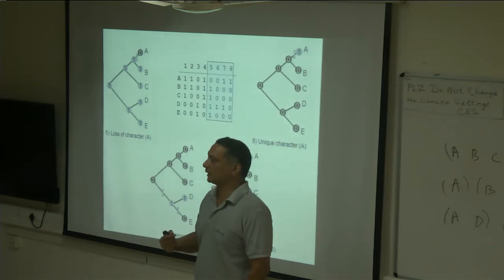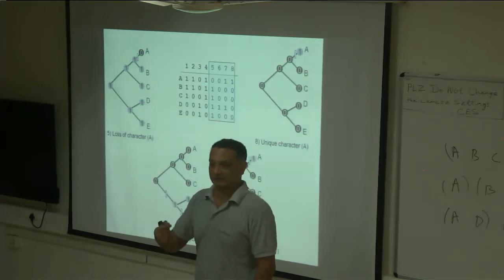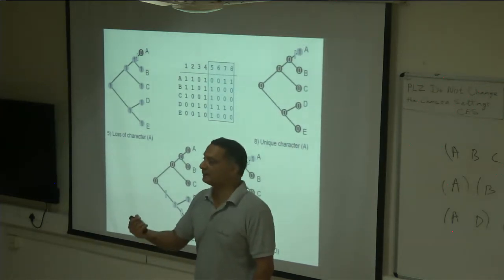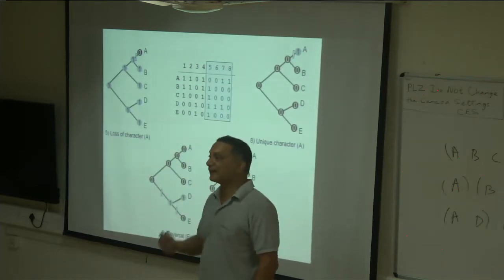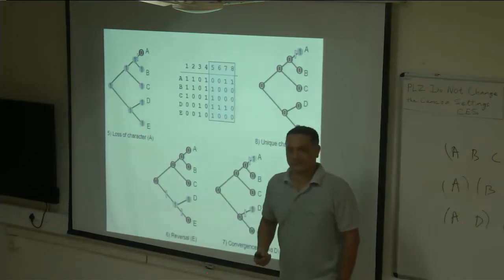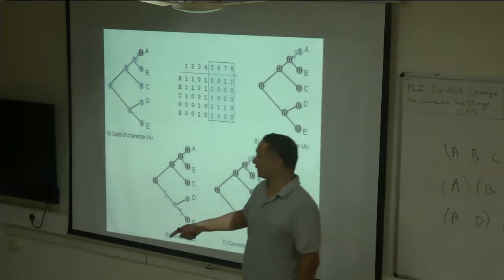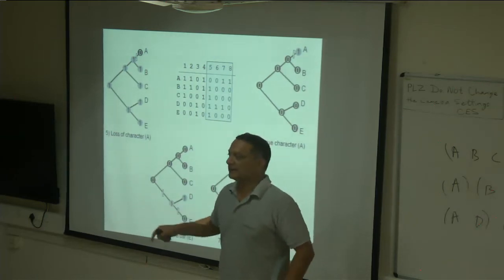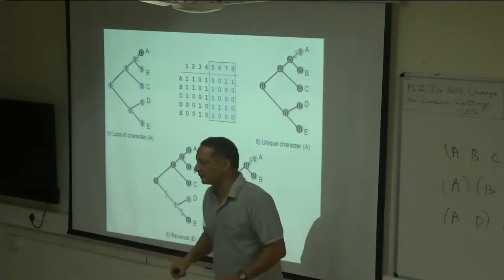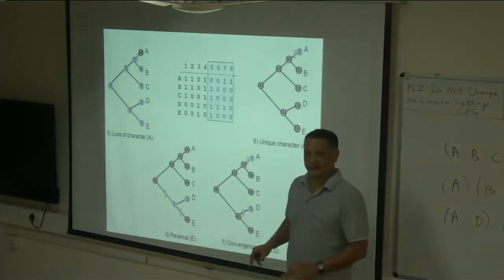But we want homologies, similarity because of common ancestry, not similarity because of convergence, not similarity because of reversal. Right? So that's the argument that cladists make, that you should not be using all the characters.